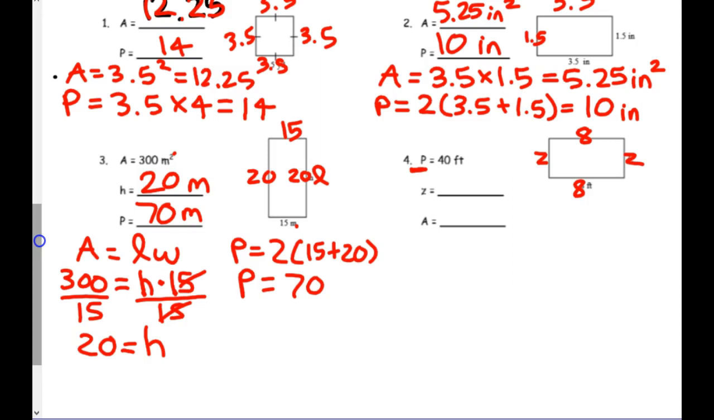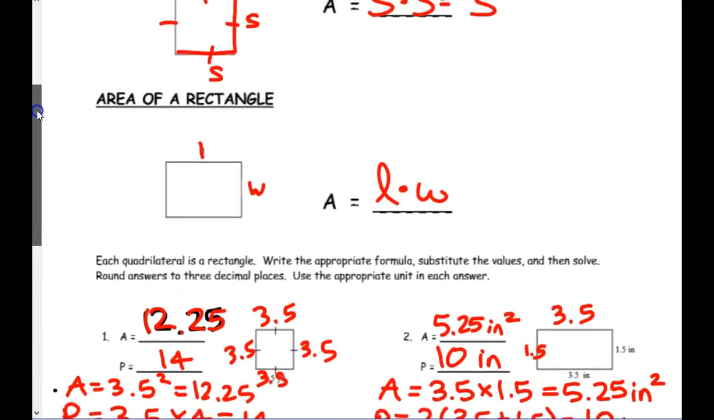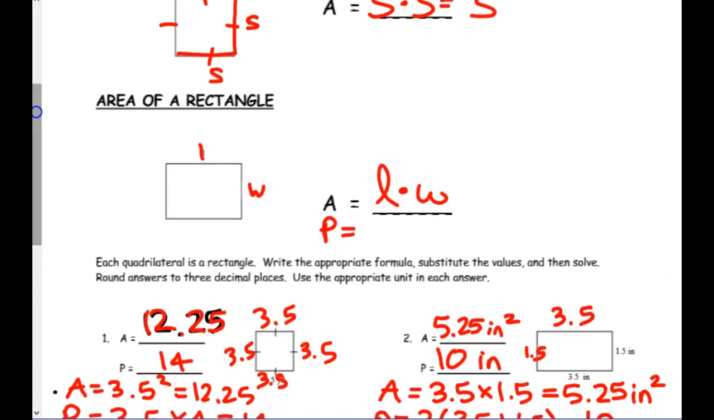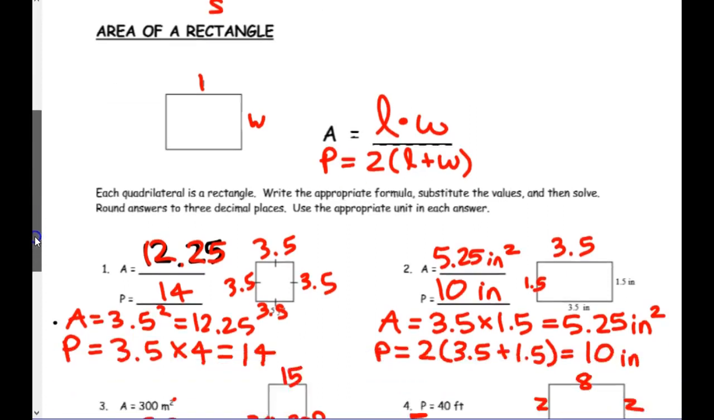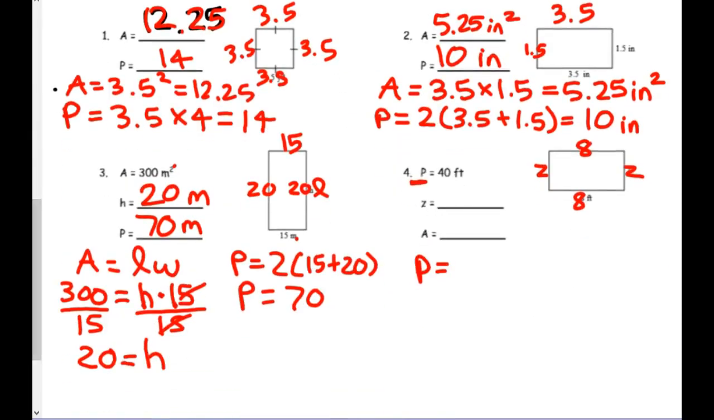Okay, so my perimeter, and I guess maybe we could have put that up here, for a rectangle. Perimeter is 2 times length plus width. But it is what it is. All right, so perimeter is 2 times length plus width, right? So let's plug in what we know.